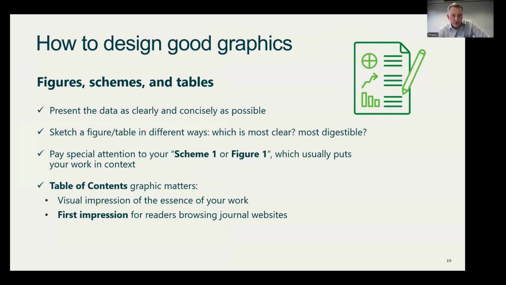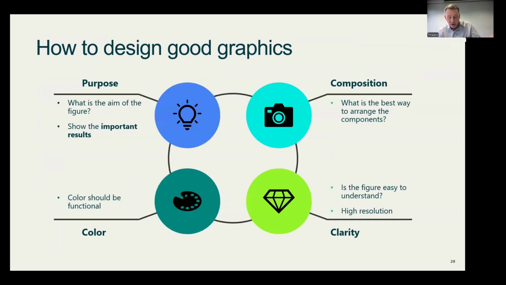A few words on the graphics. Figures are often the most influential part of a scientific paper. Many readers will look at the figures before reading the text. Therefore, figures must tell the story clearly. Particular attention should be paid to figure 1 or scheme 1 because these often establish the context and first impression of the work. When designing graphics, think about the four aspects: purpose, color, clarity, and composition.